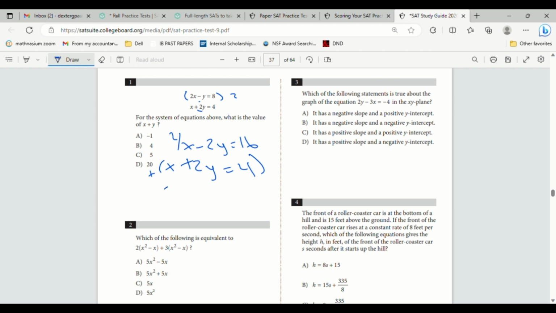So 5x, the 2y and negative 2y cancel out, equals 20. Divide both sides by 5, x equals 4. I can now plug 4 back into my original equation. I'll pick the second equation for simplicity. So 4 plus 2y equals 4. Subtract 4 from both sides. 2y equals 0. Dividing both sides by 2, we get y equals 0. So x plus y is 4 plus 0, or just 4.